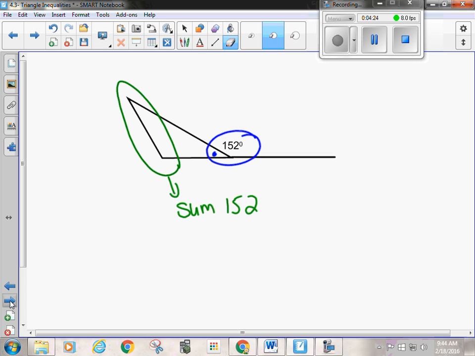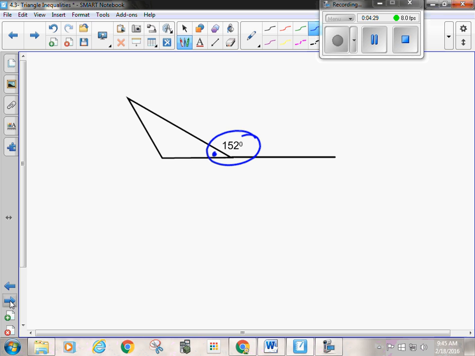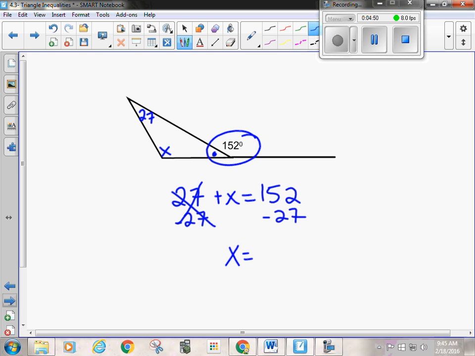Let's throw in some measures here for those interior angles. Let's say that this interior angle is 27, and we need to find this one. The rule states that 27 plus x needs to equal 152. I want to find x. I'm going to subtract 27 from both sides, and x is therefore going to equal 125. So I can find that missing angle if I know one of my remote interior angles and I know my exterior angle.